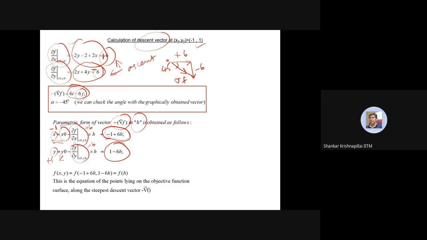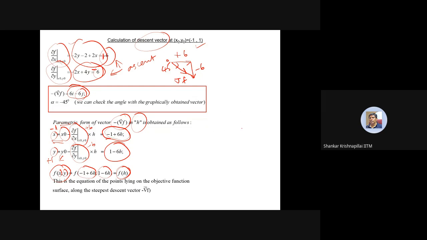In the objective function equation, wherever you see x, you have to put minus 1 plus 6h. Wherever you see y, you have to put 1 minus 6h. So you get f of h. Then you have to find the minimum point of f of h. That is where it will touch the next contour.